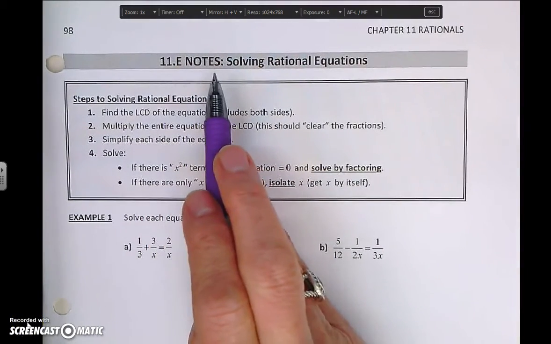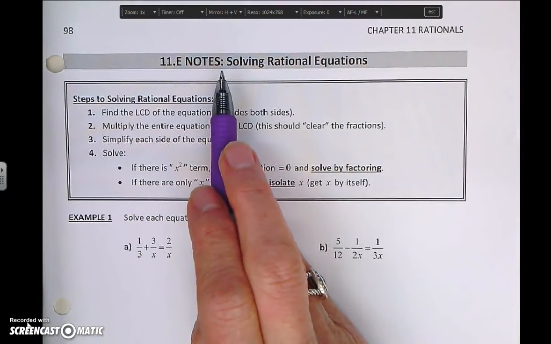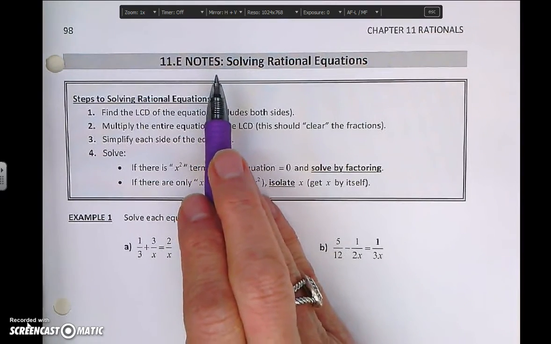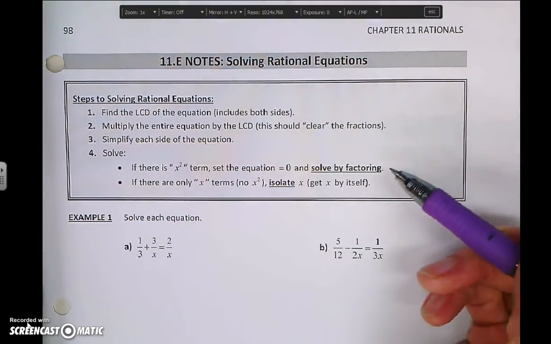So we have the 11E notes today, and I know this is going to make you sad, but this is the last set of notes that we're going to do in Algebra 1.